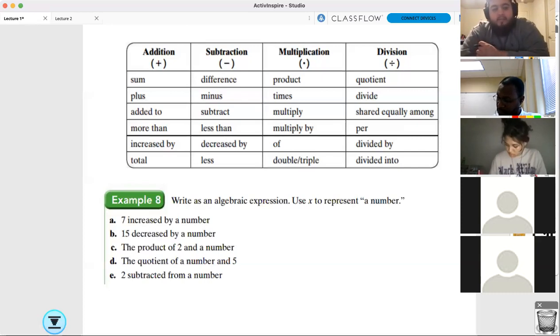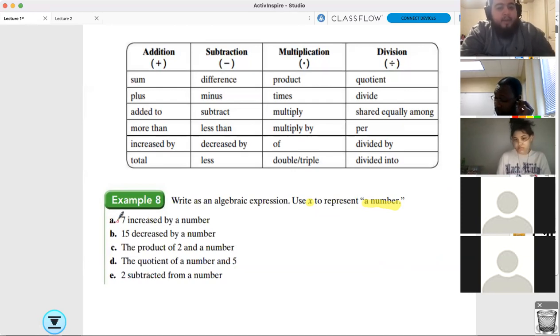All right, guys, that was a 5-minute timer. I'm going to slowly work my way to example 8, okay? Look at example 8. It says, write as an algebraic expression, use X to represent a number. So whenever you see the phrase a number, that just represents X, okay? Now our job is to break down these words into actual algebra.